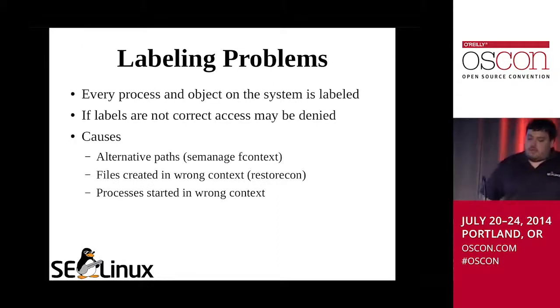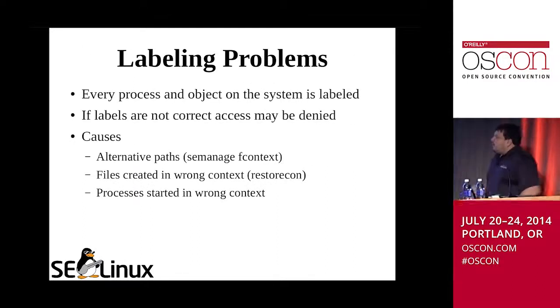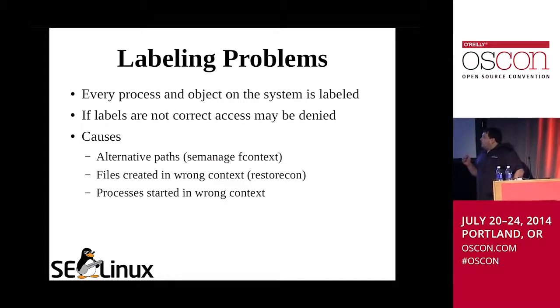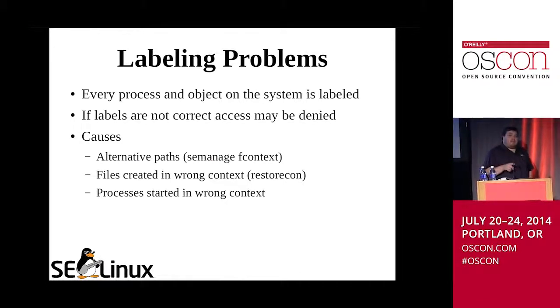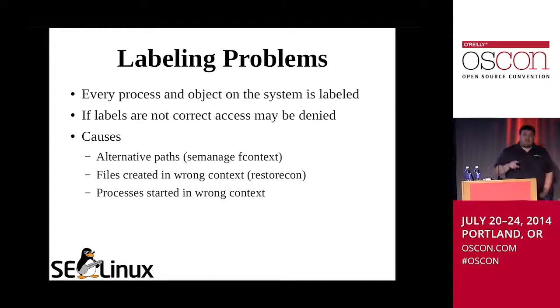So let's start looking over labeling problems first. So we're actually going to get some hands-on stuff here. So 2 tools, start messing around with them. SEManage is a multiplex command. If you type SEManage and just hit enter, you're going to see all the different categories of things you could do with it. There'll be fcontext, there'll be login, there'll be port. There's a whole bunch of them.